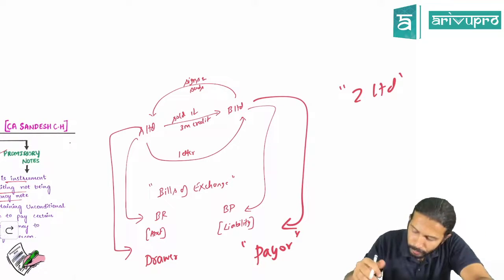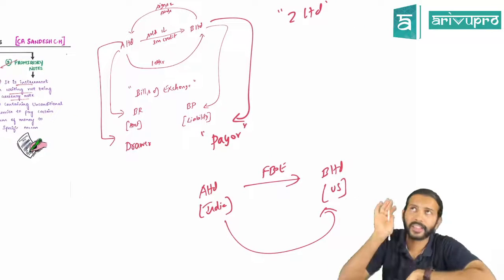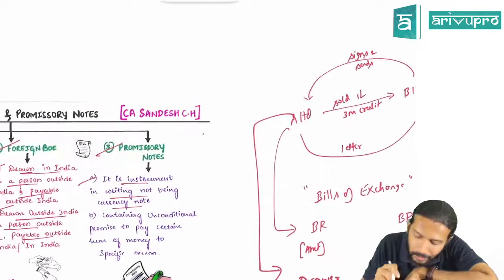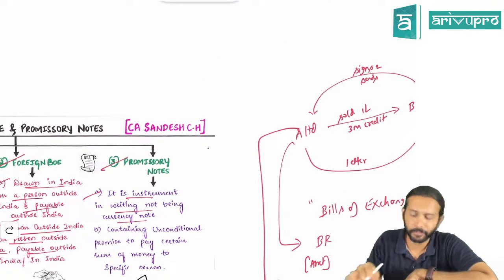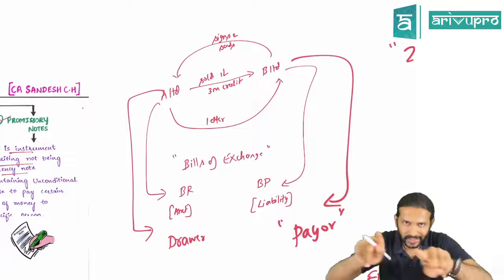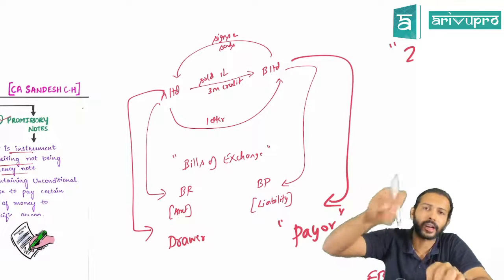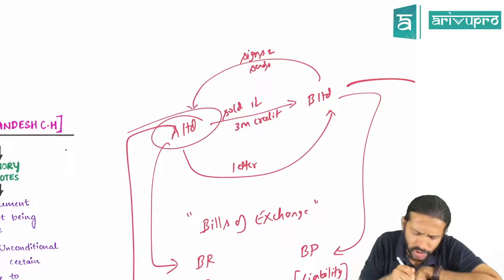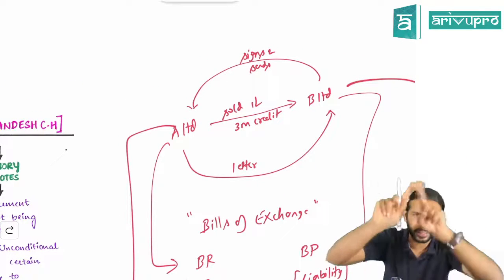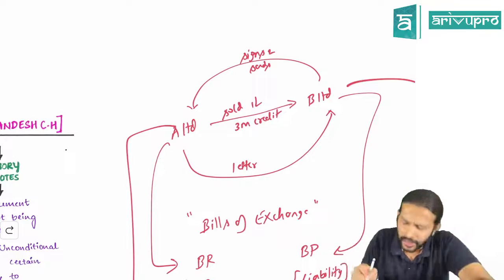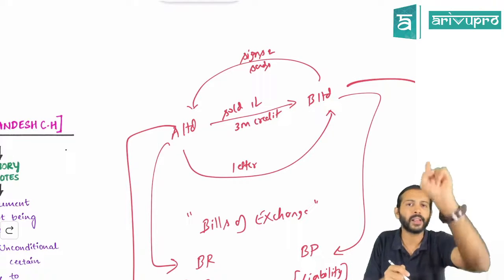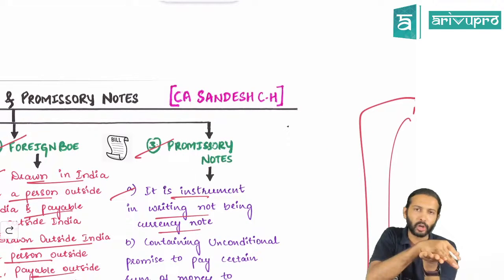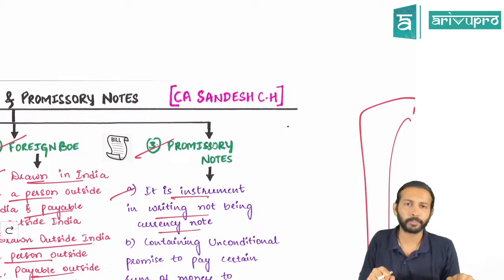If B Limited drafts the letter saying, I promise to pay A Limited 1 lakh rupees, then it becomes a promissory note. Did you understand? If B Limited makes the letter and the contents are like this, I promise to pay you 1 lakh rupees, or I promise to pay 1 lakh rupees to A Limited, then that letter becomes a promissory note. Did you understand the primary difference between bill of exchange and promissory note?